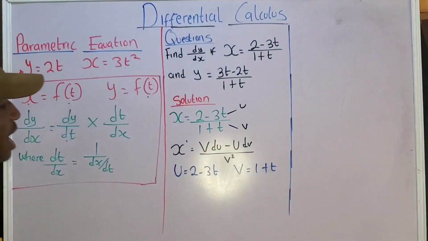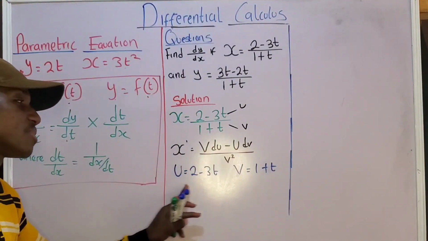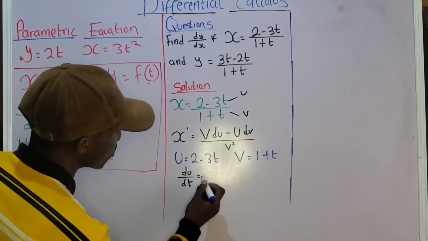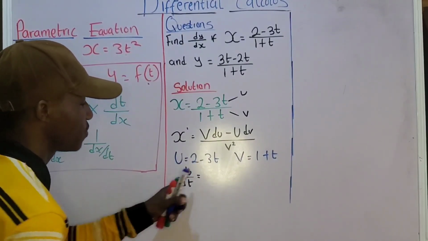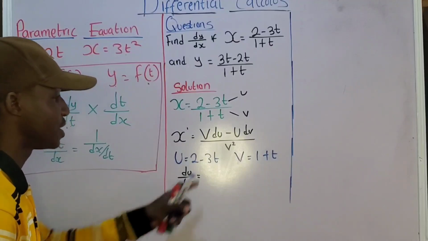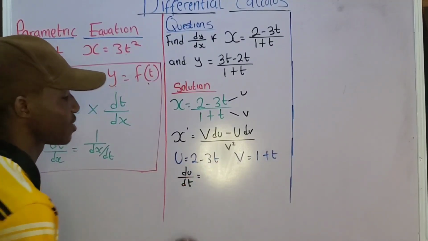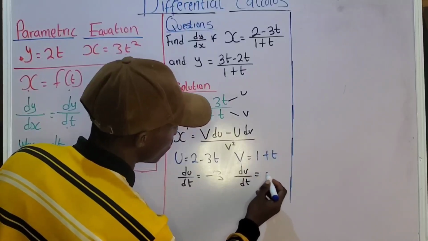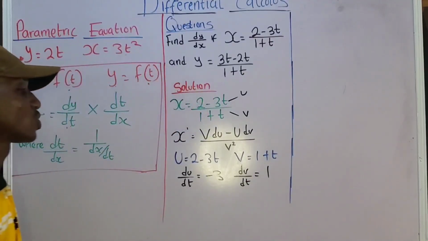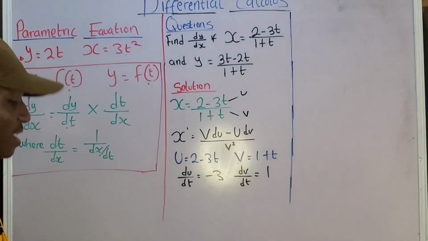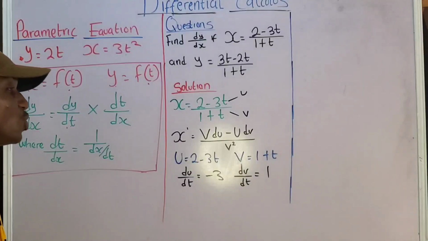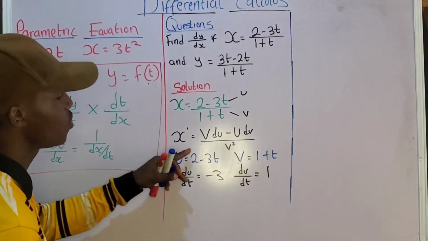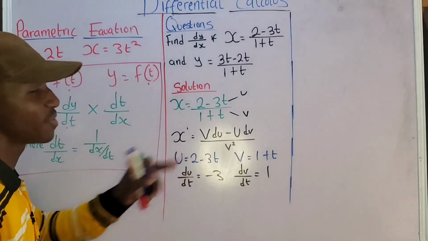Now, according to quotient rule, I need to take the derivative of u and v. du over dt is equal to, if you differentiate 2, you are going to have 0, and negative 3t will be negative 3. And dv over dt is equal to 1. Okay, so we have differentiated u and v. Now we can substitute the values into this formula to get the derivative of x.